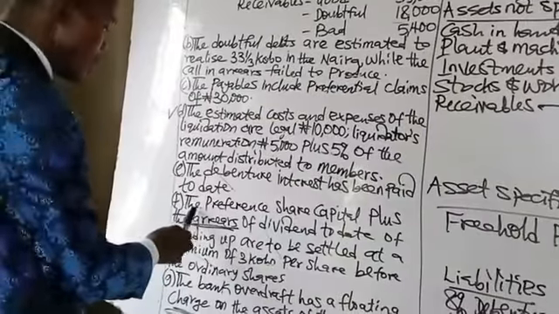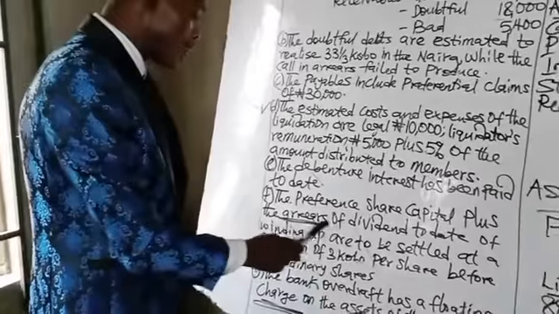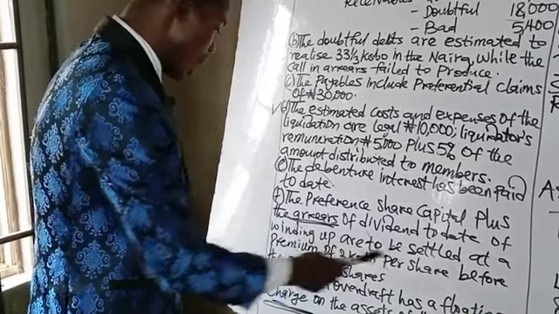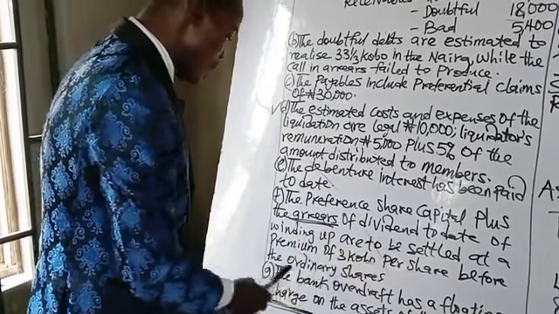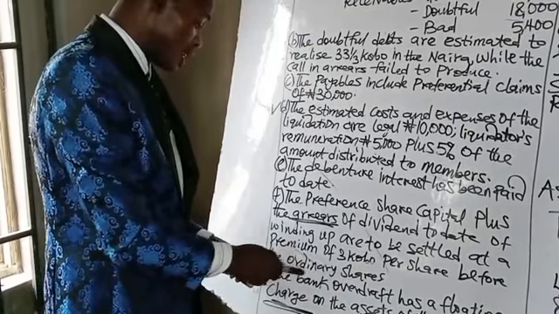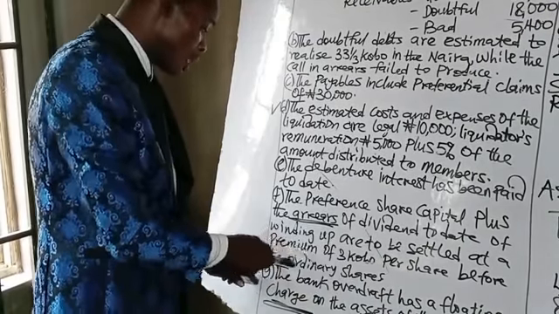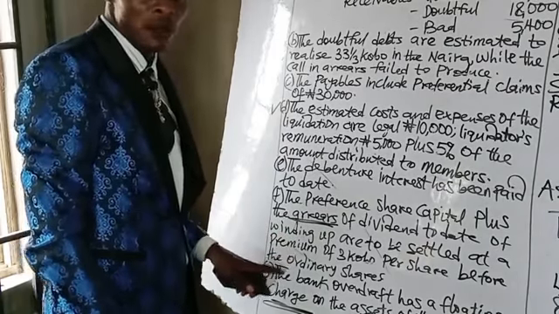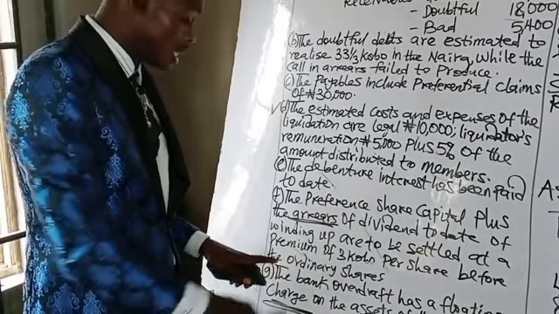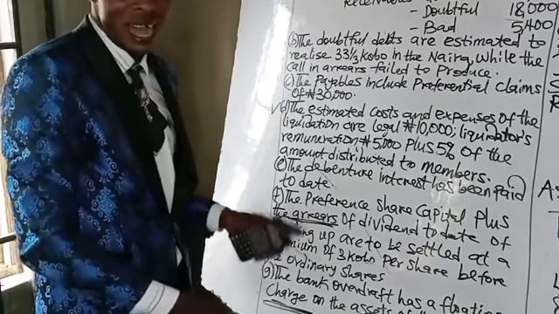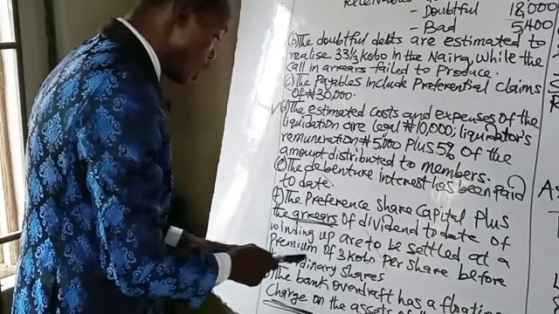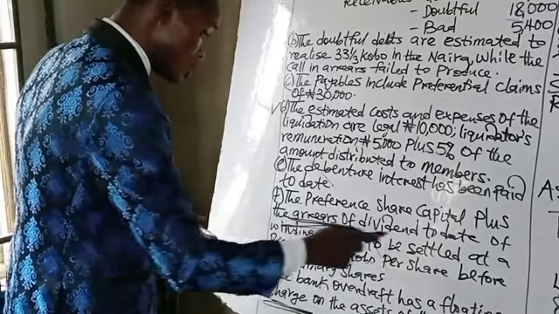If you go back to note F, you were told that the preference share capital plus the arrears of dividend to date of winding up are to be settled at a premium of 3 kobo per share before the ordinary shares. So preference shares are to be ranked prior to ordinary shares. They are not to be ranked in pari passu, so preference shareholders will be ranked prior to ordinary shares.